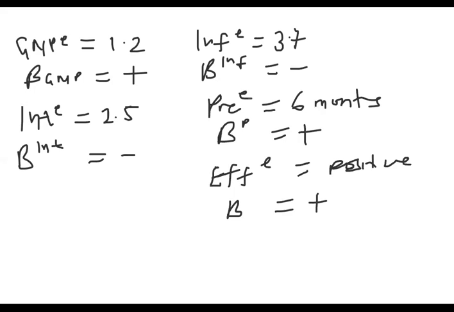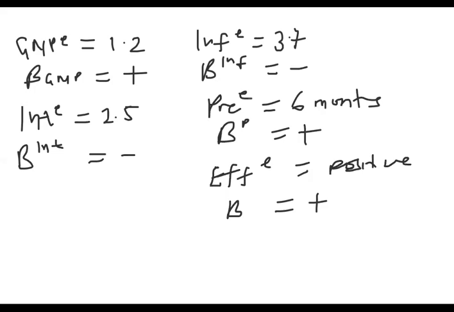Now let's look at A, B, C, D. Let's look at what exactly happened. Now suppose these things happened. Suppose the following events actually happened. The government announced that real GNP grew 2.3%.